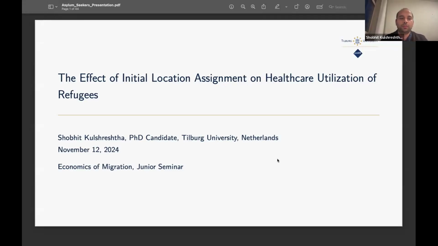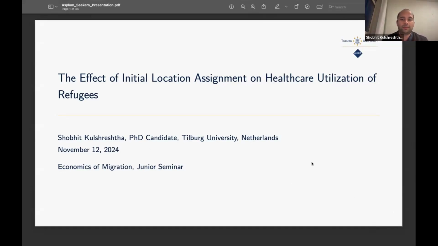As mentioned, I'm Shobhit. I'm a PhD candidate at Tilburg University in the Netherlands. And this is my job market paper today that I'll be presenting. It's called The Effect of Initial Location Assignment on Healthcare Utilization of Refugees.